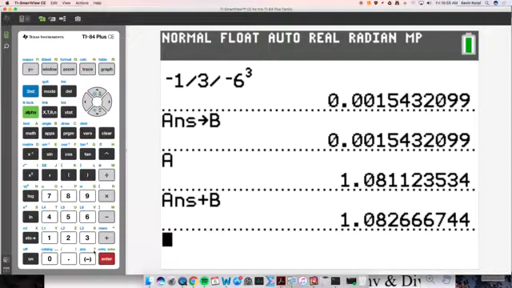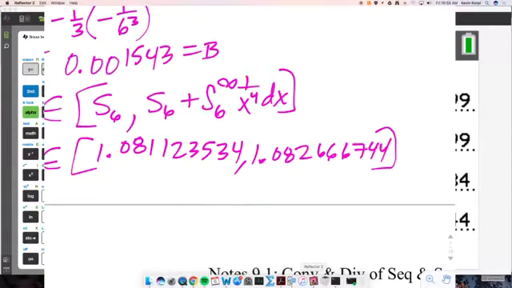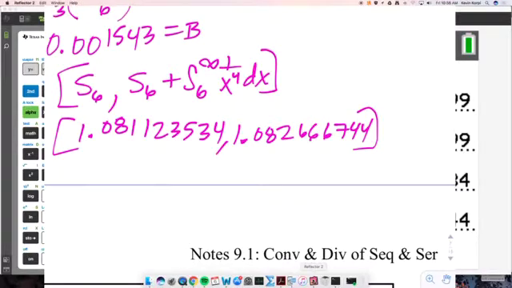All right, I'm going to write down more decimals here, because we've got a pretty accurate sum. 1.0811235334. That's the partial sum. And then when I add the small error, I get 1.08266067744. And I wrote that down. So that's pretty good. We know the actual sum is somewhere between those two numbers. So it looks like at least to 2 decimals, we know the sum's going to be 1.08.